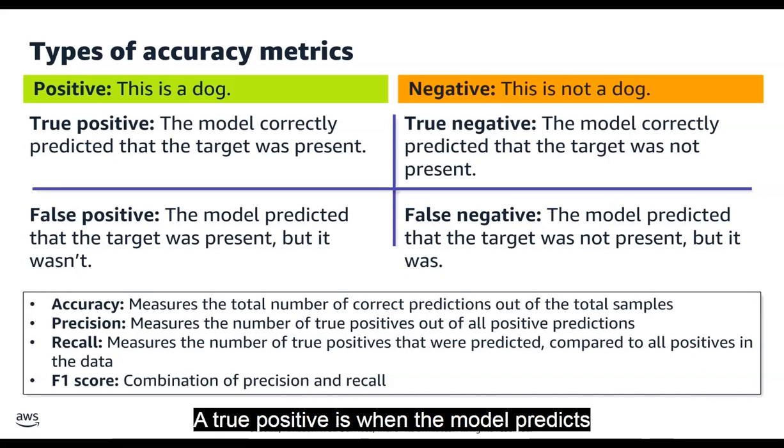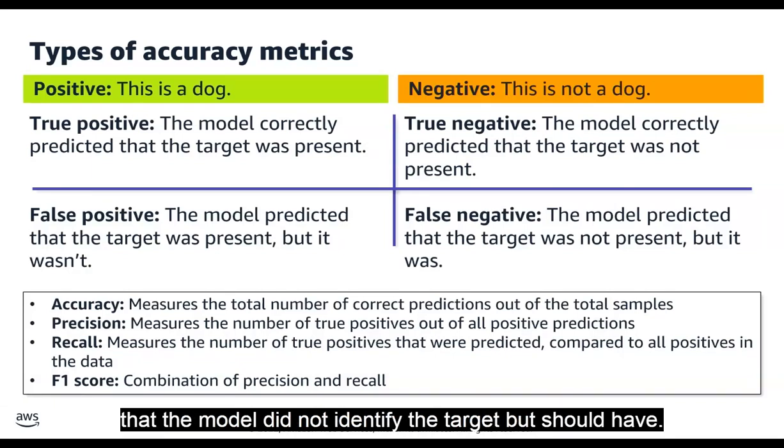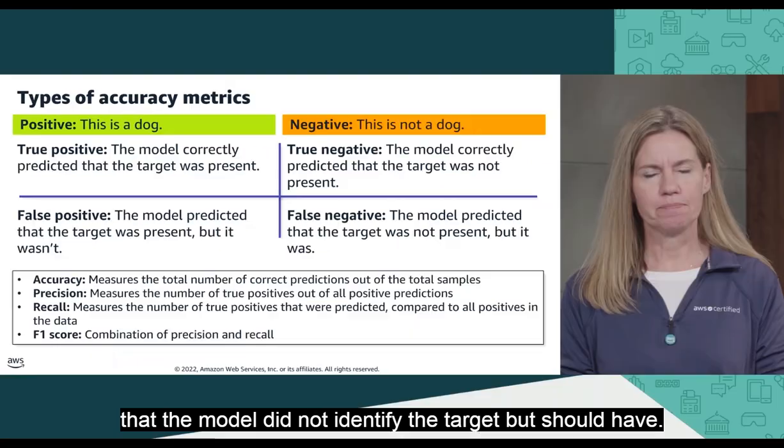A true positive is when the model predicts that the target exists and it's correct. For example, the model says this is a dog and the picture contains a dog. A false positive would be when the model predicts there's a dog, but there isn't, it's a cat. A true negative means the model correctly predicted that the target is not present. It doesn't identify a bear as a dog. And a false negative would mean that the model did not identify the target, but should have.